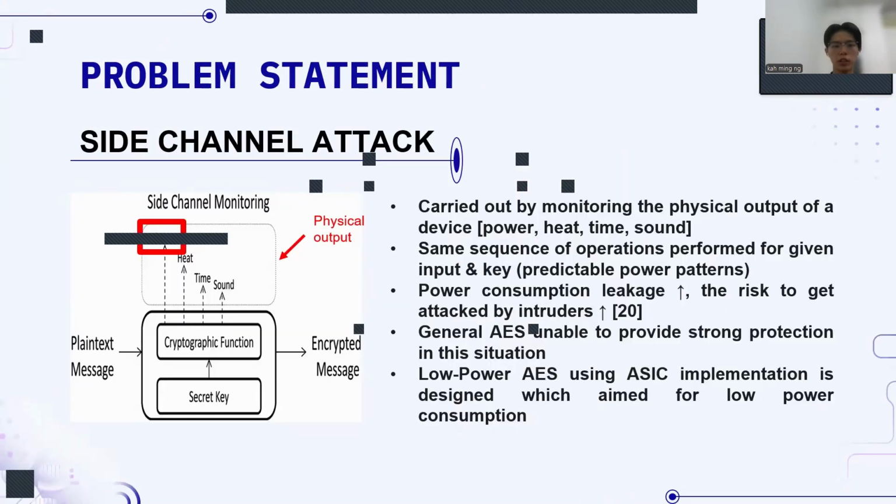The problem statement for my project is the side channel attack. It can be carried out by monitoring the physical output of the devices, such as the power, heat, time, and also the sound. The power is the most significant because it can generate predictable power patterns that can be monitored by hackers, so they can get our data easily. In conclusion, the higher the power consumption leakage, the higher the risk of being attacked by intruders. So it's clear that the general AES is not strong enough to protect our data. The low power AES using ASIC implementation is designed with the purpose of optimizing power consumption.